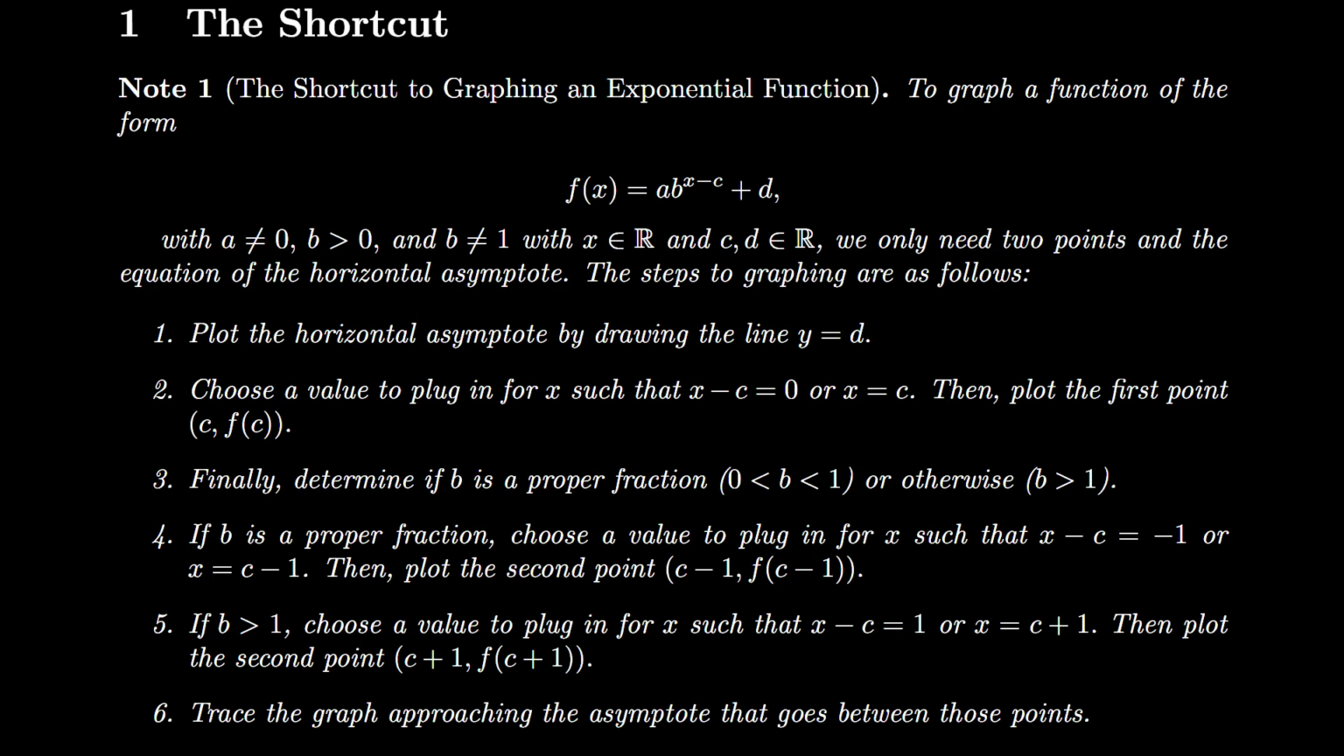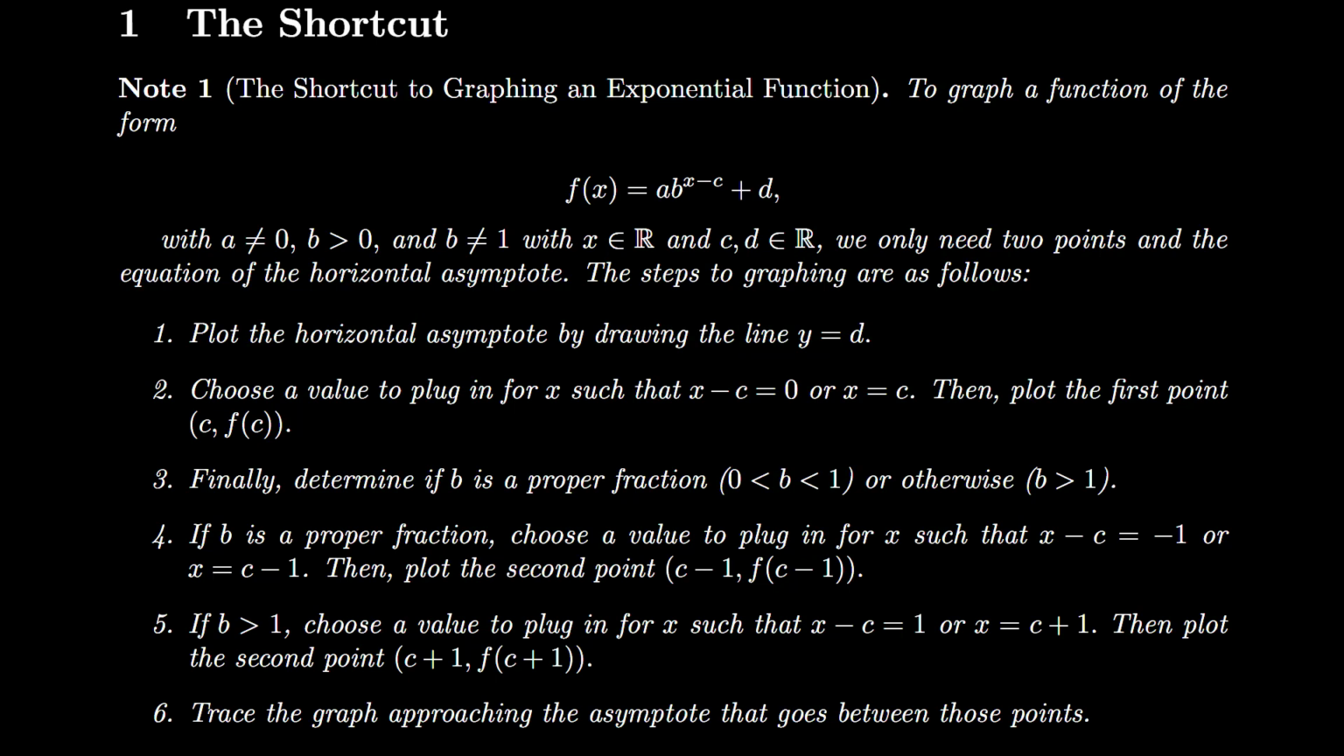To graph a function of the form f of x equals a times b to the x minus c plus d, you may see that this looks kind of, but not quite, like the general form of an equation. We've got an a, a b, a c, and a d in here. And these things all behave just like you think they do. So I'm not going to spend any time on them. We've already talked about it. If you need more review, go back and watch 1.5 again.